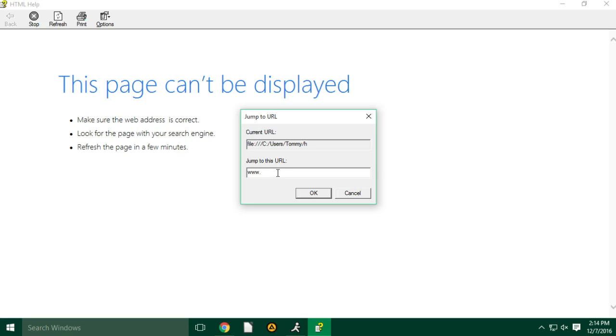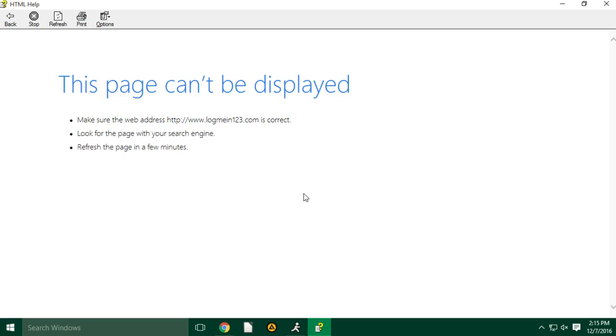www. Okay. LogMeIn, L-O-G-M-E-I-N 123. So LogMeIn 123. www.logmein123. No, just LogMeIn 123. Okay. And then do I press OK? Yes, sir.